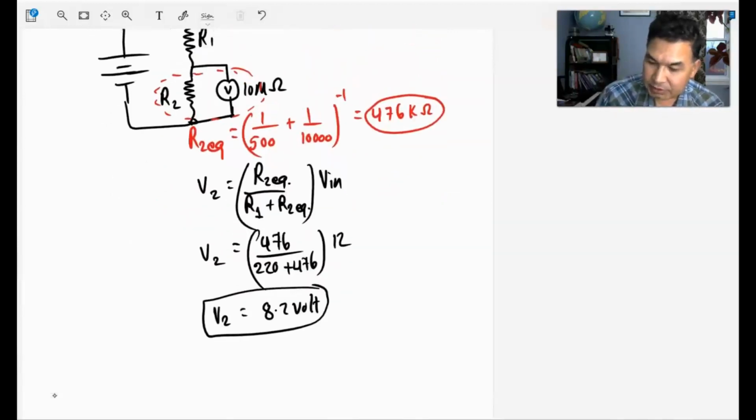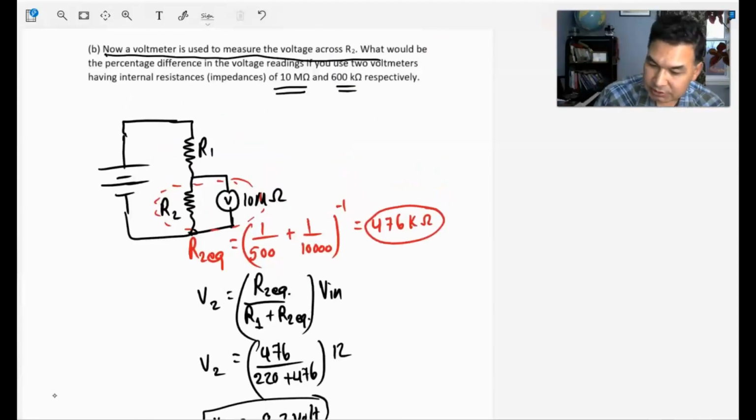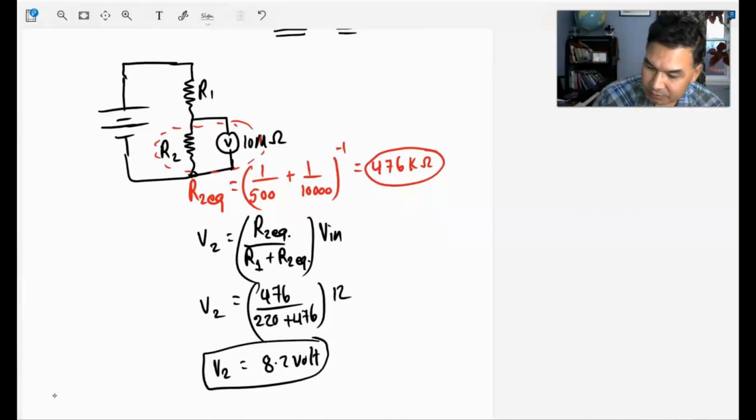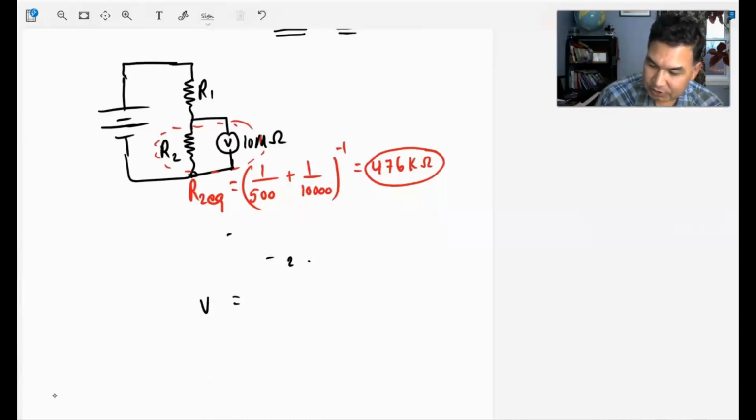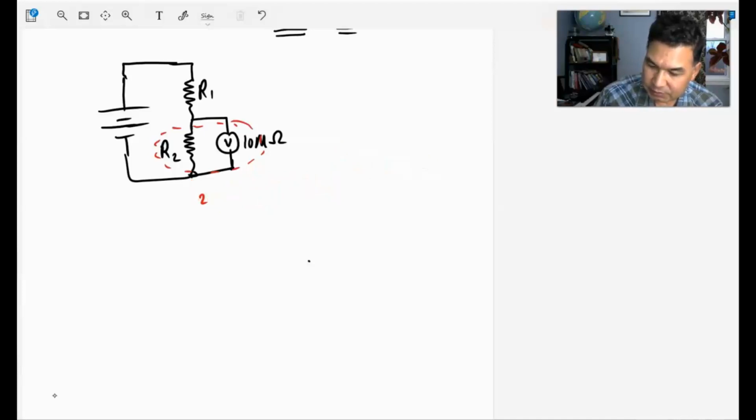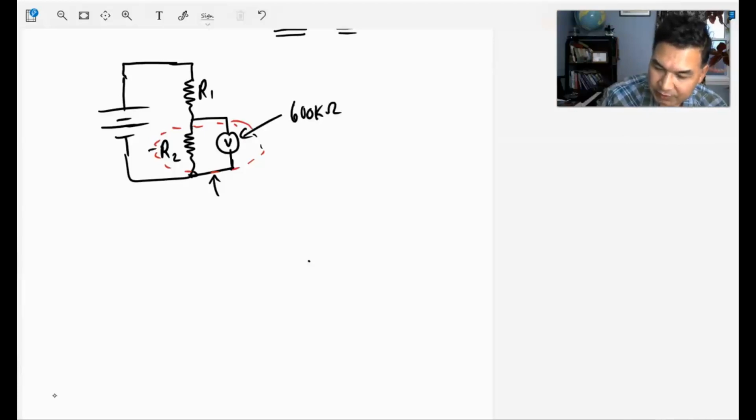Now the next question is, now you use a second voltmeter whose internal resistance is only 600 kilo ohm. So what would be the new voltmeter reading now? Let's repeat the same technique. Your first job is to find the new R2 equivalent. Now you have a voltmeter whose internal resistance is only 600 kilo ohms, which is comparable to 500 kilo ohm, right? And if that's the case, then it's gonna be a big problem. So that we will see. And this is still 220 kilo ohm.